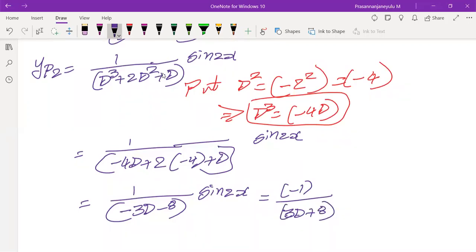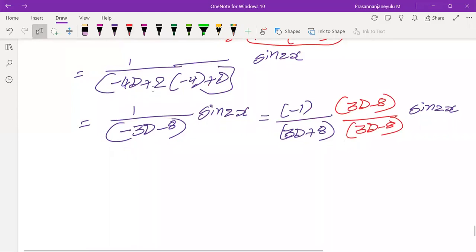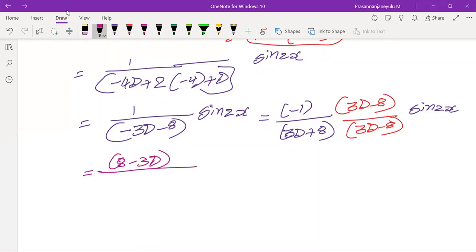For rationalization, with which one do we have to multiply and divide? 3d minus 8, multiplying and also dividing. Then it's going to become minus 1 in the numerator. I'll take it inside the numerator part. Then the numerator becomes 8 minus 3d, by the denominator, which is 3d plus 8 into 3d minus 8. a plus b into a minus b forms a square minus b square. So 3d whole square minus 8 square, of sine 2x.